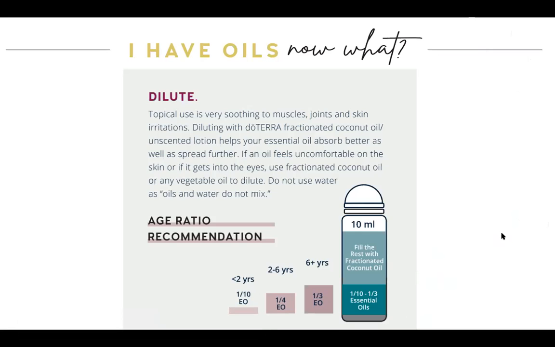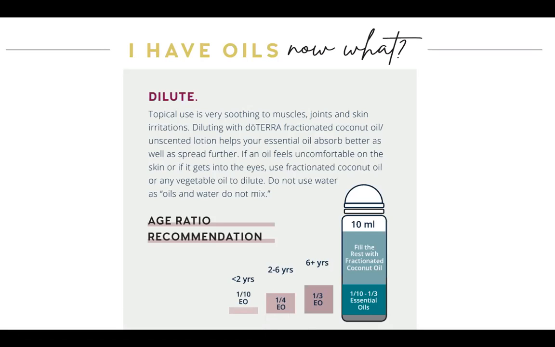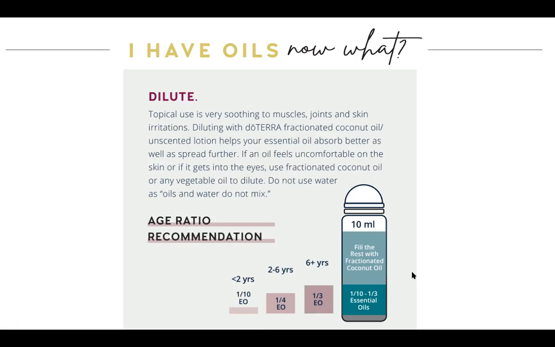This gives you an idea: if they're under 2, you're using 1 drop, like 1/10 of the bottle. 2 to 6 years old, 1/4 essential oils versus 3/4 carrier oil, and 6 and above is 1/3 essential oils and 2/3 carrier oil. It says on here, do not use water to try to dilute your oils, because oils and water do not mix. So that's not going to really work for you. That's why we use a carrier oil.